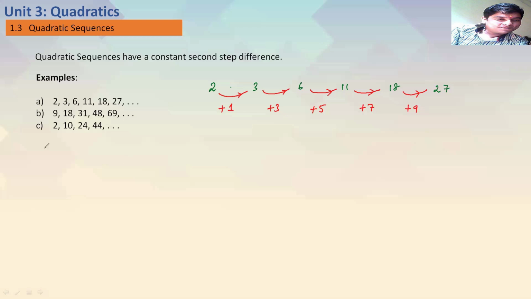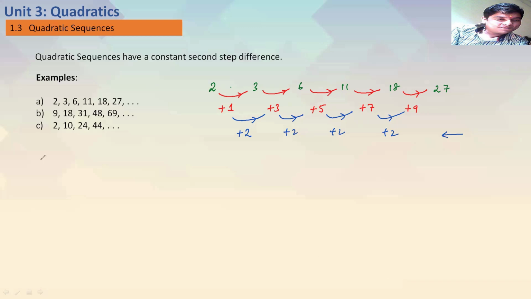But now let's try to find out the second step difference. 1 to 3, plus 2. 3 to 5, plus 2 again. 5 to 7, plus 2. 7 to 9, plus 2 again. See this. We are going for 2-step, right? When we reach the second step, the difference became constant, right? It is now constant, right?